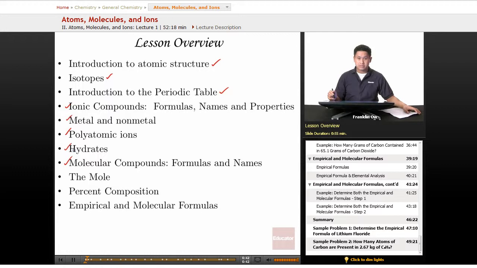We're then going to get associated with the concept of the mole and how that can be used to determine what is called a percentage composition, which is going to ultimately lead to the finale of this lesson, which is on determining what is known as the empirical and molecular formulas. All right.